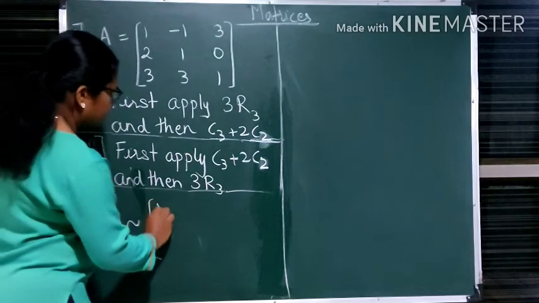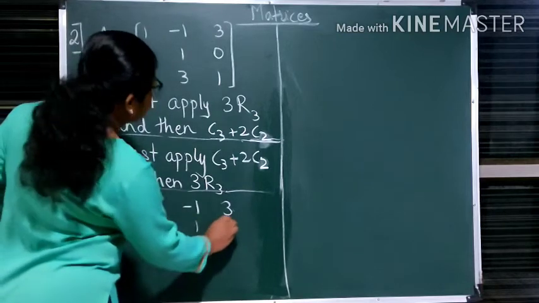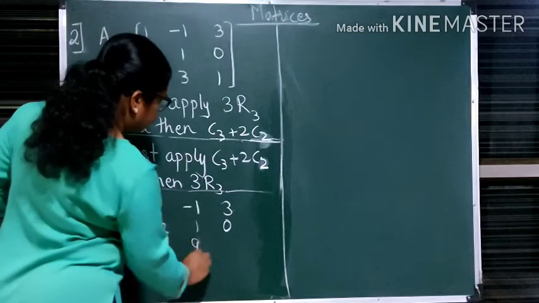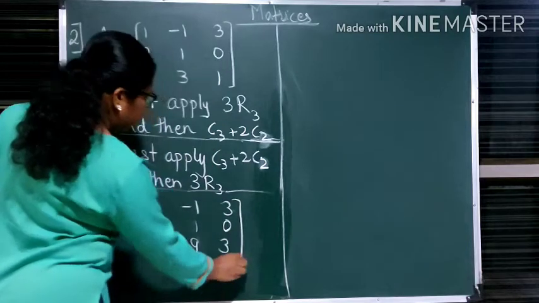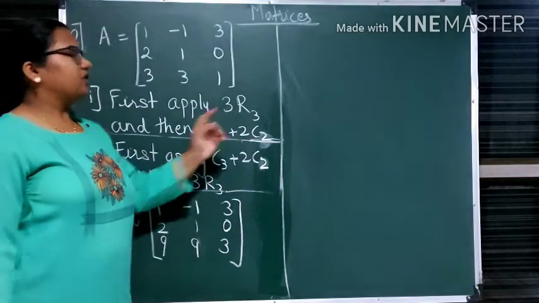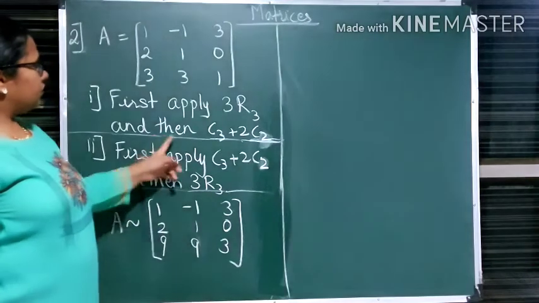First row as it is, 1, minus 1, 3. Second row as it is, 2, 1, 0. 3 into 3 is 9. 3 3s are 9 and 3 1s are 3. So this becomes your new equivalent matrix after applying the operation 3 into R3. Now next, what is your next operation?